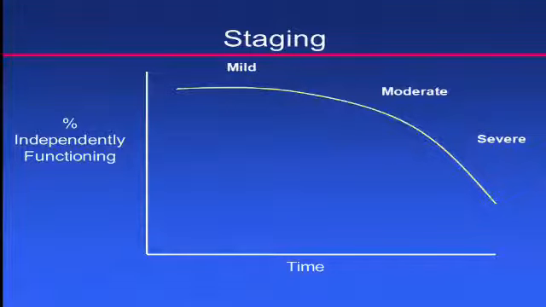So now I would like to talk about the staging of the condition per se. On this graph, hopefully I can make it point, you see that we have a relation with time and the ability to be independent. As time goes by, the majority of patients' ability to still be independent in their activities of daily living does go down. So in a mild stage, which is also the longest stage, the majority of patients are still able to sustain some independence.